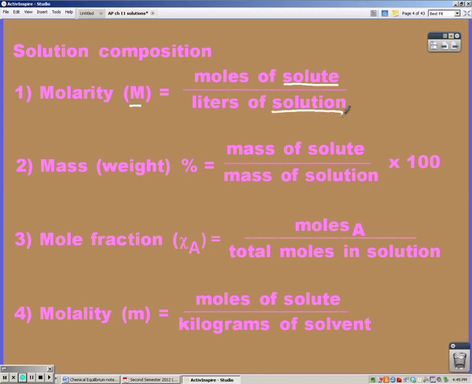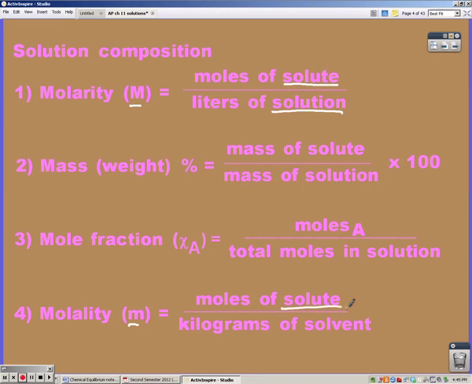Mass percent, or the weight percent, is going to be the same thing as all percents. What mass of what we're looking for over total mass times 100. Mole fraction has no units, and we have that chi A. This is going to be just like what we did in the gas law unit. It's moles of what you're looking for over total moles in solution.